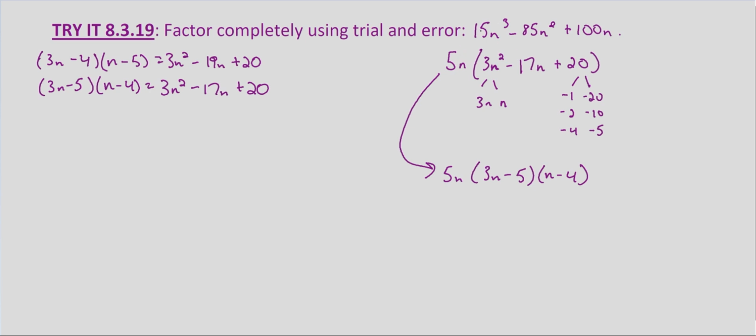times 3n squared is 15n cubed. 5n times negative 17n is negative 85n squared. And 5n times 20 is 100n. So we know that this is the completely factored form of the original trinomial that we were given.